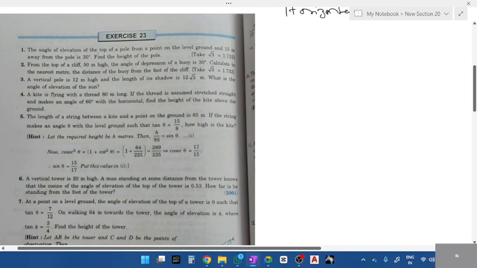The angle of elevation of the top of a pole from a point on level ground. Level ground is nothing but ground level. And 15 meters away from the pole is 30 degrees. Find the height of the pole. Yes, one more thing. How will you measure height, students? When you stand straight, or when you stand in a slanting way?